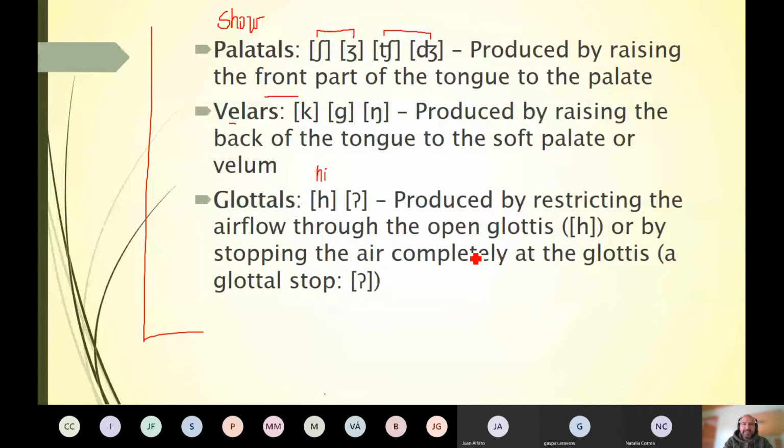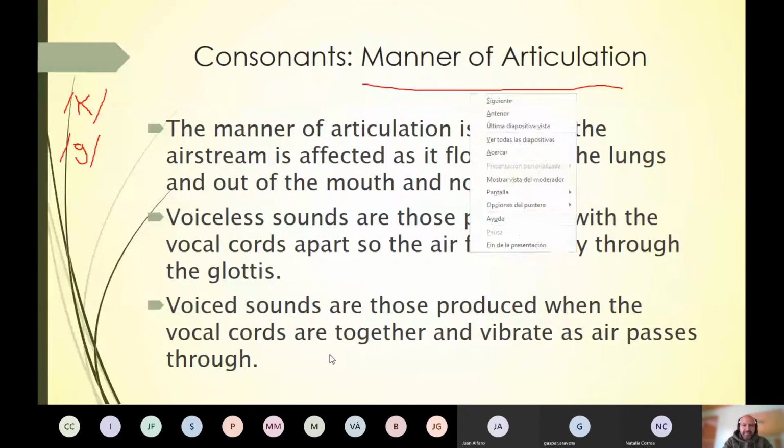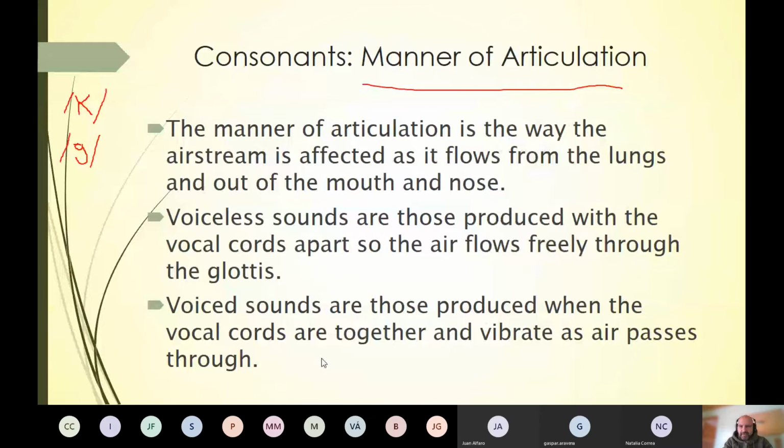Now, in the second part, we're going to remember manner of articulation. Okay, manner of articulation. And can we have a volunteer to read? Maybe Valentina Alvarez, are you there? Yes, I'm here. Thank you. Can you take care of this one, please?